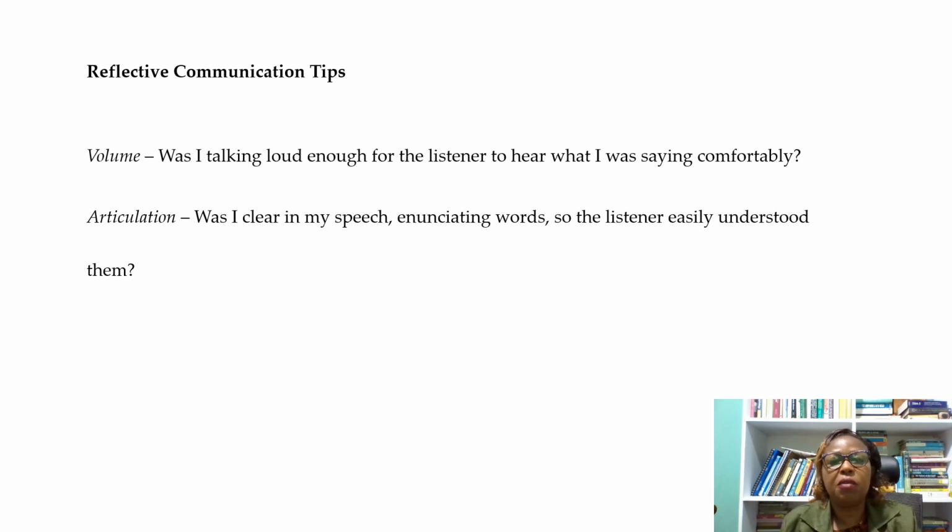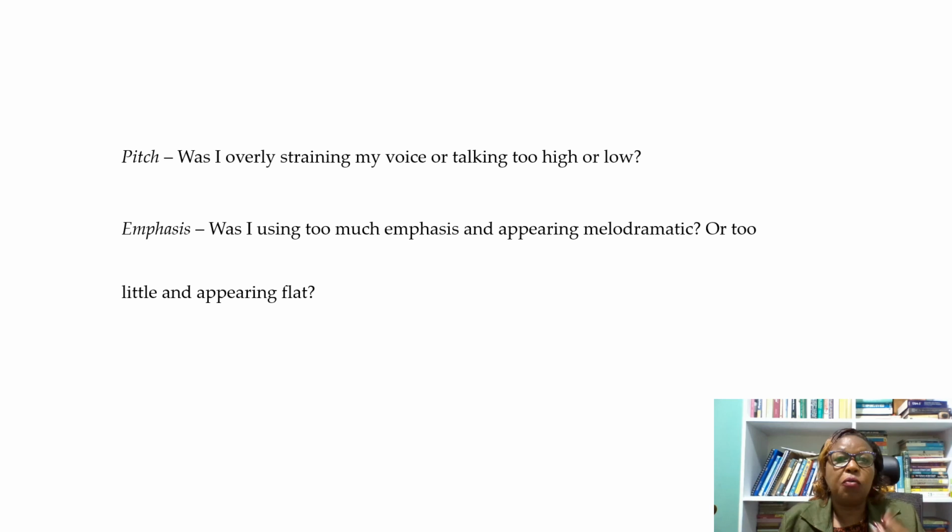Articulation is about how clear is your speech. How are you pronouncing the words? Did they understand them? Or are you using jargon that your clients cannot understand? And every time you're thinking about going out there, and this is something I want to tell you that I had to learn the hard way as a counselor, will I be a communicator, one that is reflective? What about my pitch? Was I overly straining my voice or talking too high or low? This is reflective in nature. Will I be doing that?